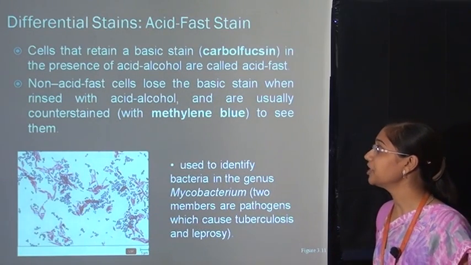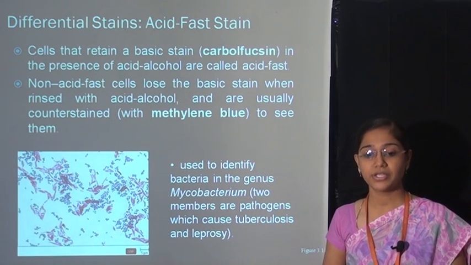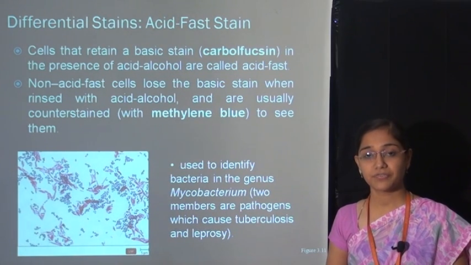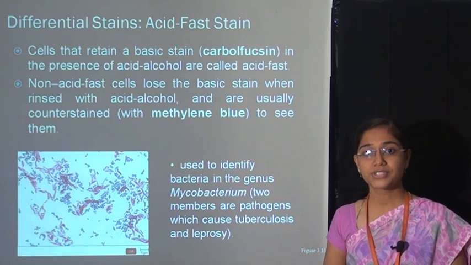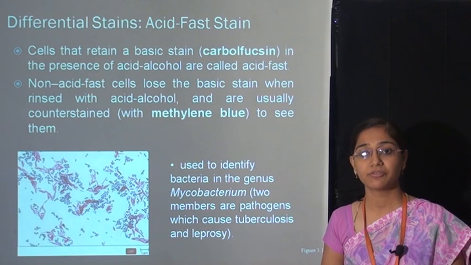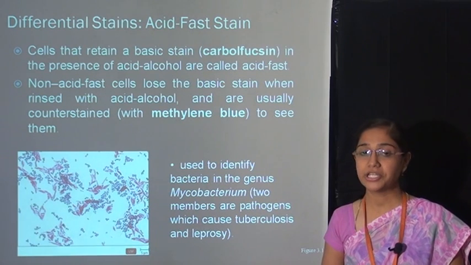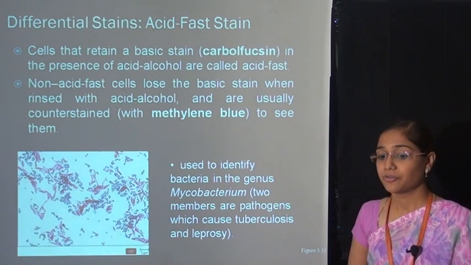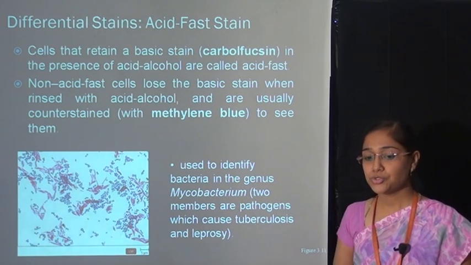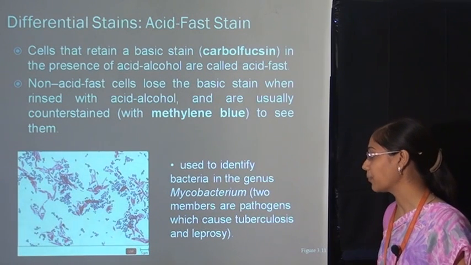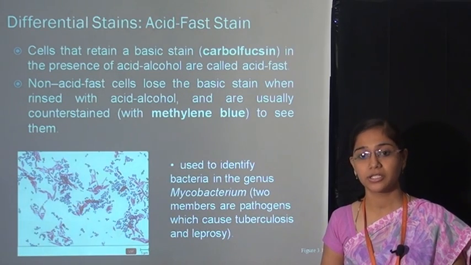The cells that retain the basic stain, that is carbol fuchsin, in the presence of acid alcohol are known as acid-fast bacteria. And non-acid-fast bacteria lose the basic stain when we apply the decolorizer, that is 20% acid and 80% alcohol. And when we apply the counterstain, they are stained by the counterstain. It is used to identify bacteria in the genus Mycobacterium, where two members are pathogens which cause tuberculosis and leprosy.